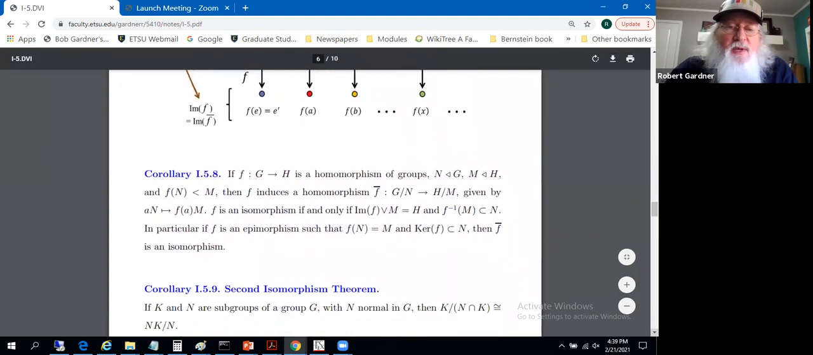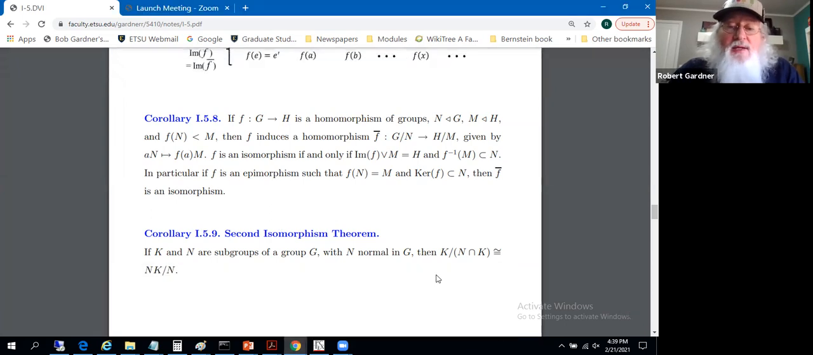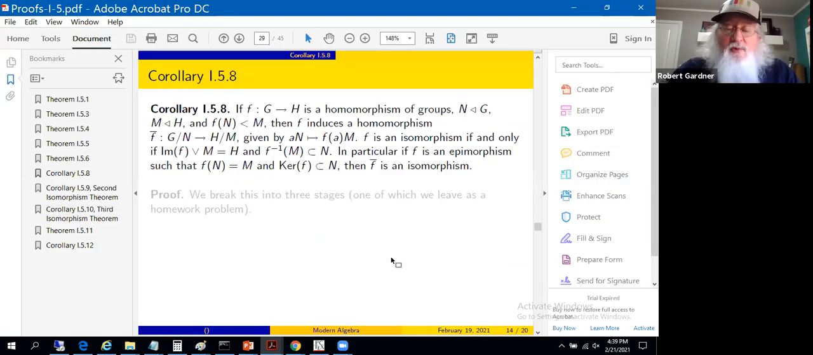Okay, I can't draw a lot of pictures in algebra, but I like that one. All right, we've got a corollary followed by the second isomorphism theorem. This is kind of like the last two results we had. This 1.5.8 is actually fairly lengthy. The isomorphism that will follow from it is relatively brief. Maybe not as brief as the first isomorphism theorem, but let's look at 1.5.8, and go through a proof of that.